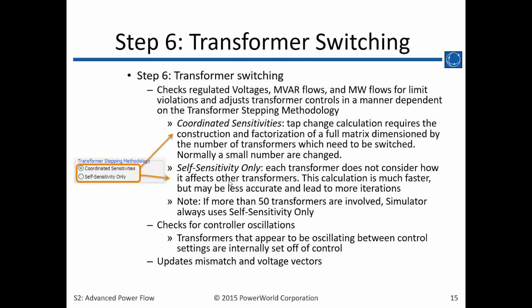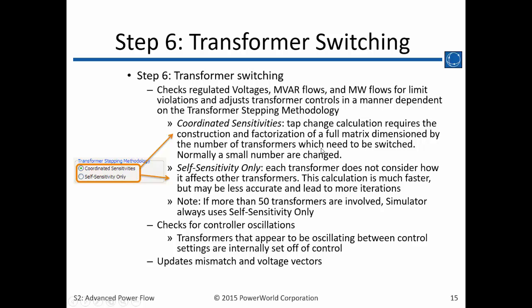For transformer switching, now we check the regulated voltages and megavar flows and megawatt flows for limit violations and adjust transformer controls in a manner dependent on the transformer stepping methodology, so a little different with transformers. If transformers are designated in the options to use coordinated sensitivities, then the tap change calculation requires a construction and factorization of a full matrix dimensioned by the number of transformers that need to be switched. Normally, this is only good when a small number of transformers needs to change.